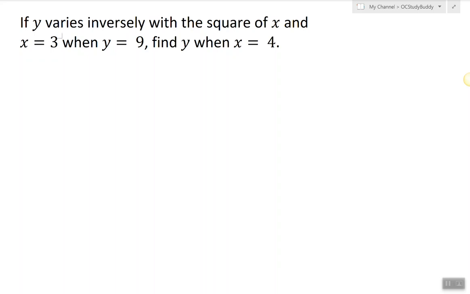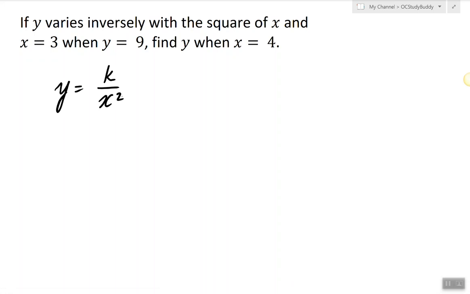So first phrase is y varies inversely with the square of x. So that means the formula that relates y and x is like this. So that's what it means for two variables to vary inversely. As one increases, the other one decreases. In this case, the relation is given between y and the square of x, so we write it like this.